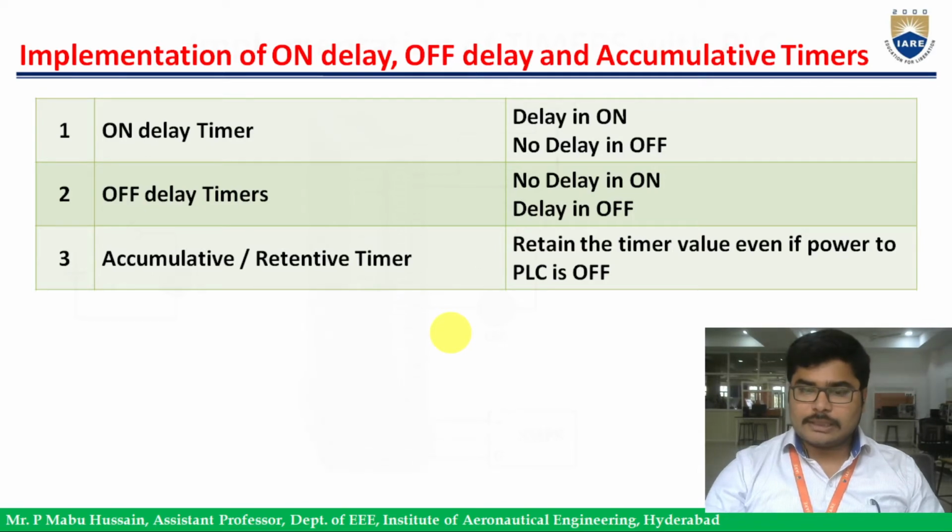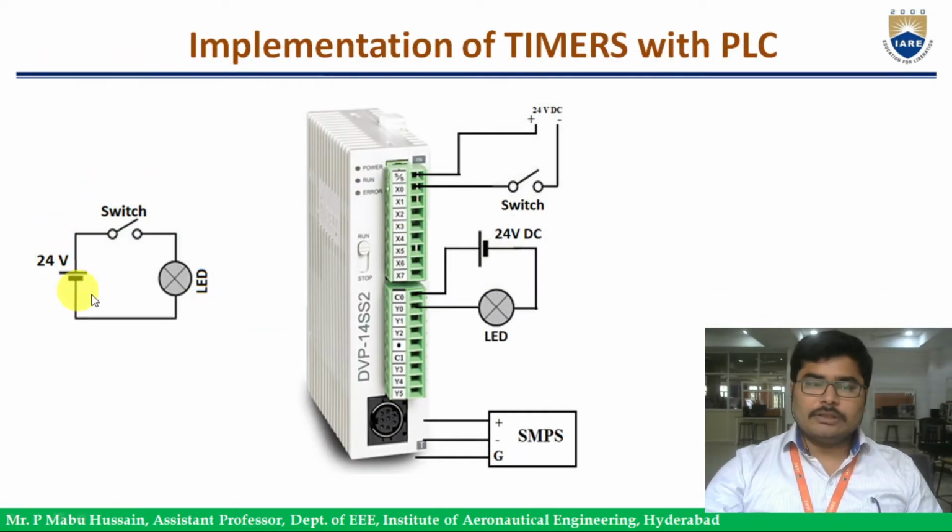Let us see one circuit here. In this circuit, 24 volts will be connected to the LED through one switch. Now when this switch is closed, this 24 volts will be connected to the LED, so the LED will glow instantly. Now our requirement is that when I close the switch, this LED should glow after 5 seconds or after 10 seconds. In such a case, you have to use the on delay timer.